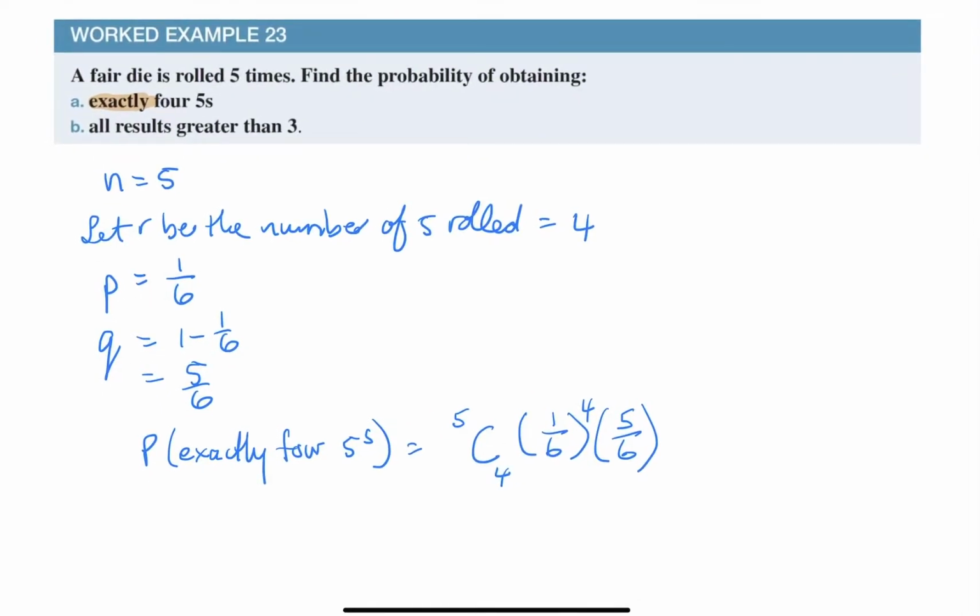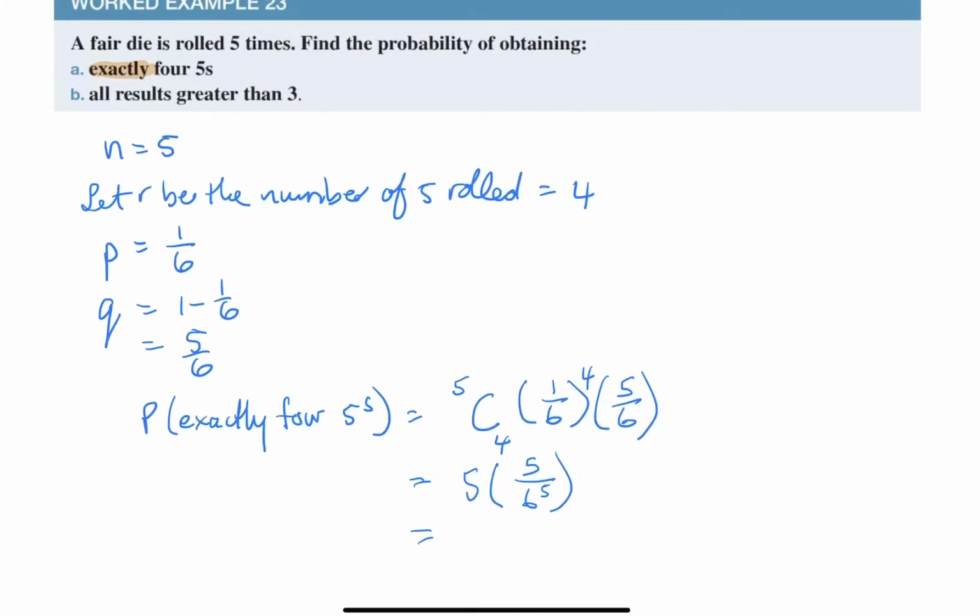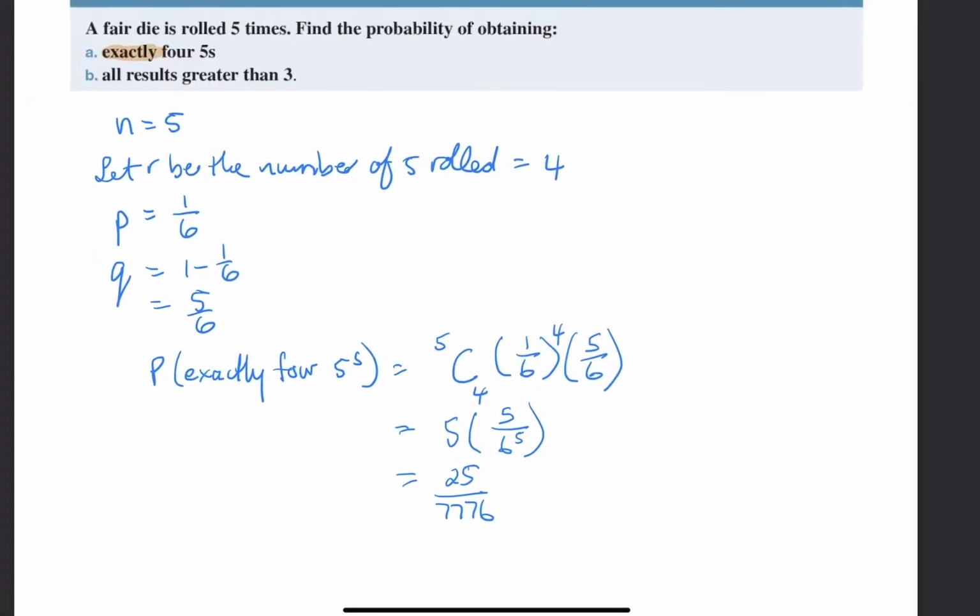Okay, now you can just use this on your calculator. We know that 5 combination 4 is 5, and then 1 to the power 4 is 1, times 5 is 5, and then 6 to the power 4 times 6 underneath the bracket will be 6 to the power 5. Do that on your calculator, and your answer should be 25 over 7776, and you can calculate the probability there.